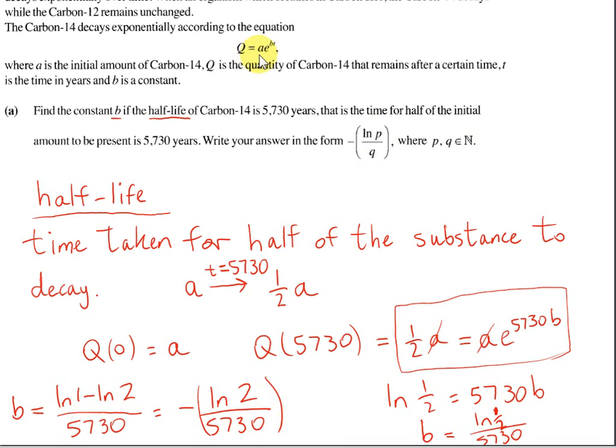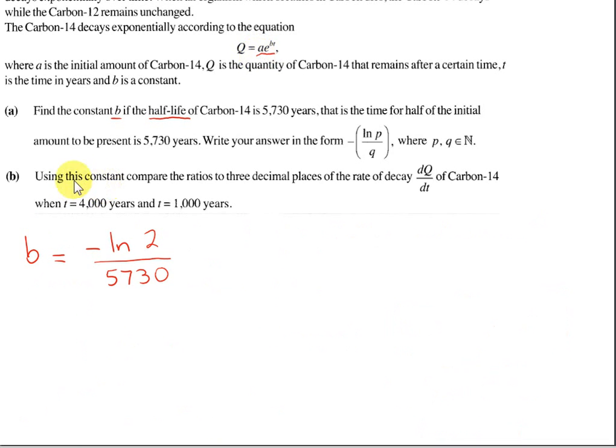Now I can't show a precise picture of this function yet because we don't know what a is. We need more information to get a. Using this constant, that is b, compare the ratios to 3 decimal places of the rate of decay dq/dt of carbon-14 when t equals 4,000 years and t equals 1,000 years.